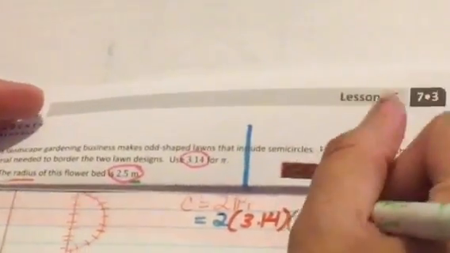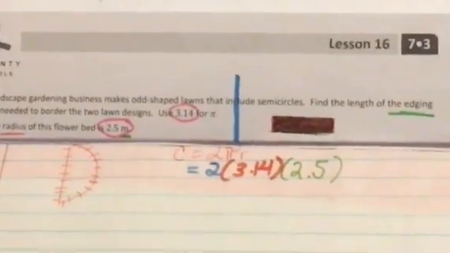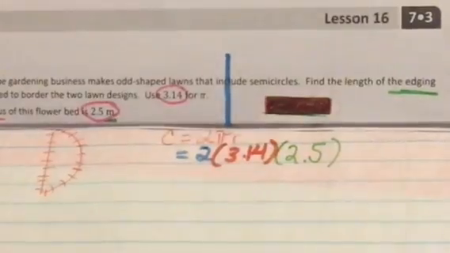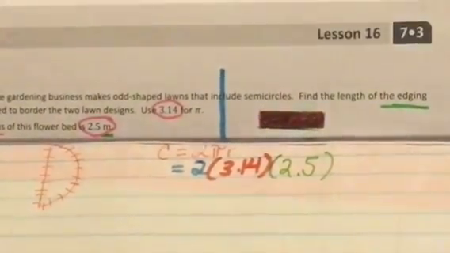And then, let's see here. The r, they tell us right here in the question. A, the radius of this flower bed is 2.5 meters. So it's telling us the radius. So we don't even have to question anything because it's telling us r is 2.5. So now that we've plugged everything in, let's go ahead and pull out our calculators and put this into the calculator.